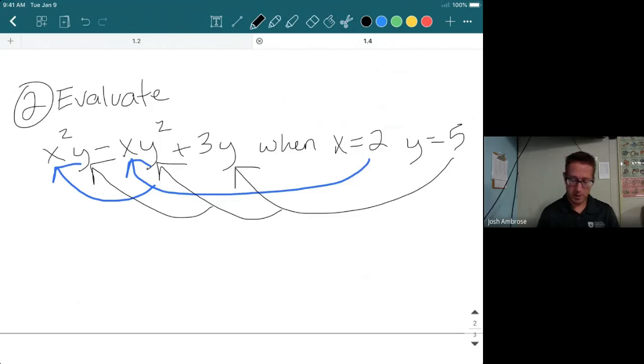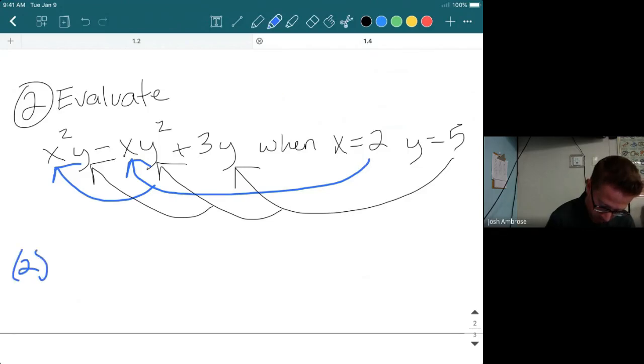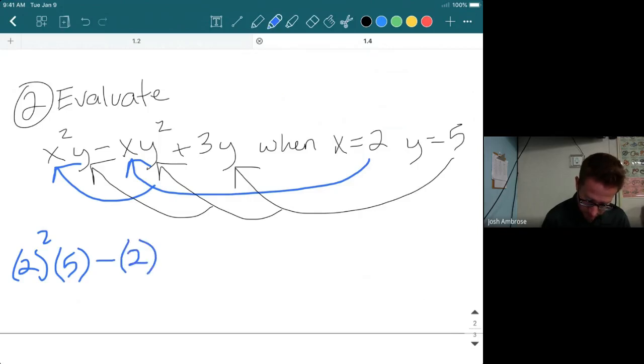So now just rewrite it, all right? So you have x squared. What is x really? It's 2. So I'm going to put that in parentheses. You have 2 squared times y. What is y? It's 5. So put that in there. Minus, what is x? It's 2. And y is 5. Don't forget the exponents when they are given. Plus, and then you have a 3 multiplied by 5.